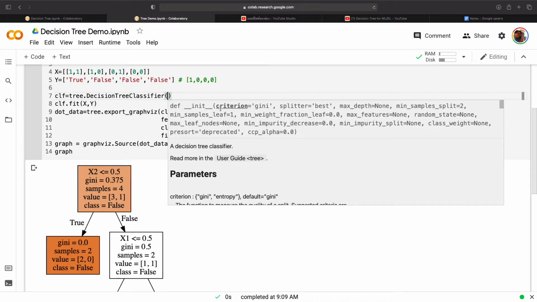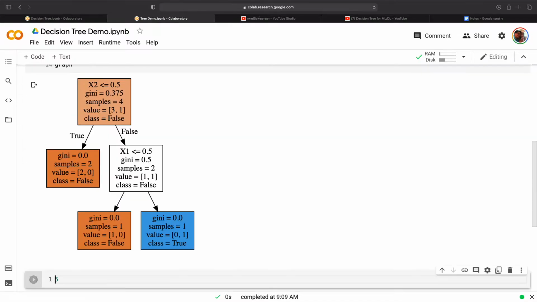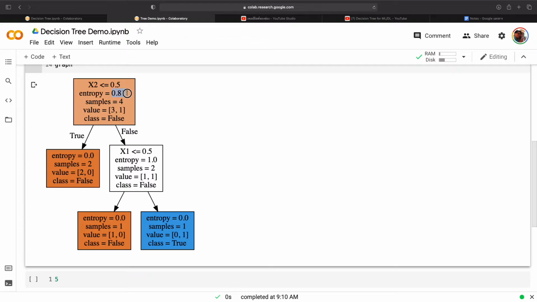Colab shows you the hint that the criterion, the default one, is Gini, and you can choose entropy also, the one that you are more familiar with, right? So you can use entropy here. You can type entropy and you can see that these are the values of entropy, the one that you are familiar with. The entropy here is the entropy of the samples in this node.